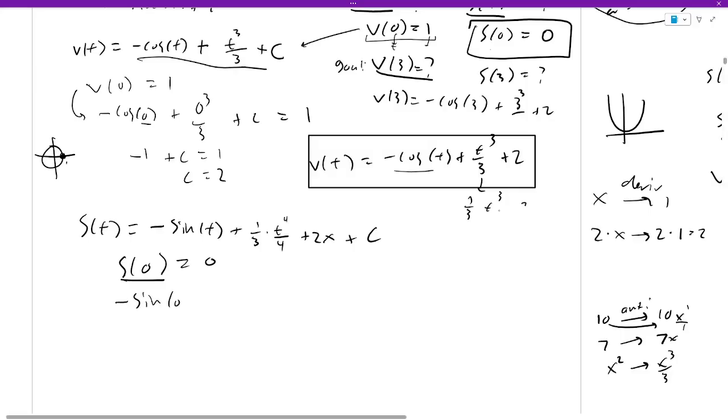Becomes negative sine of 0 plus, so this is 1/12 times 0 to the 4, but I know that's all going to be 0, right? And 2 times 0, that's just 0. Oh, sorry, this is confusing. I wrote 2x here because I was thinking about the antiderivatives with x's over here. This is actually going to be 2t. Sorry about that.